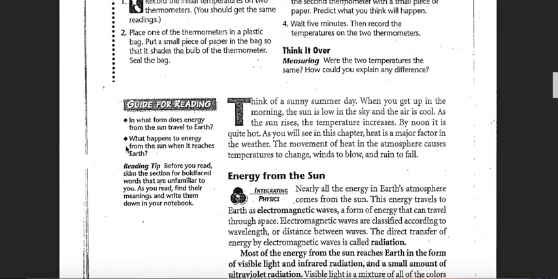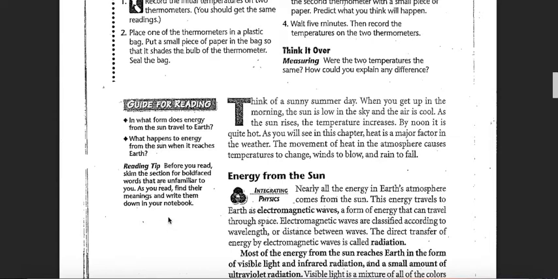And then the other one that they have here says, what happens to energy from the sun when it reaches Earth? If you would be able to explain that to, say, a little brother or sister or neighbor, whoever, parent, guardian, somebody, if you were able to explain those two things, then you would have taken away the most important stuff that you needed to from this reading.